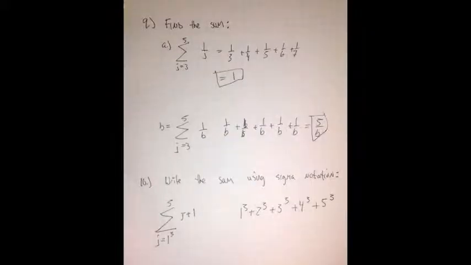Here we're speaking in sigma notation. We want to find the sum of 5 integers where j is 3 and the rule is 1 over j. So it's 1 over 3 plus 1 over 4 plus 1 over 5 plus 1 over 6 plus 1 over 7, and the answer is 1.